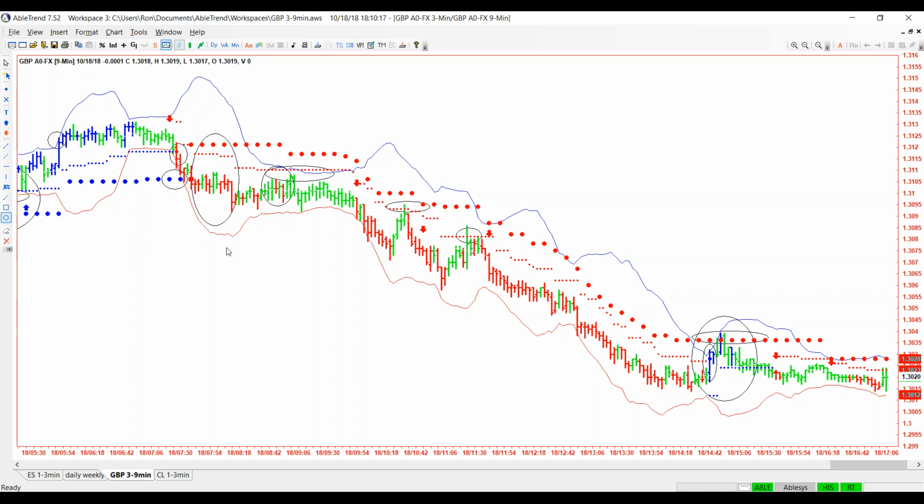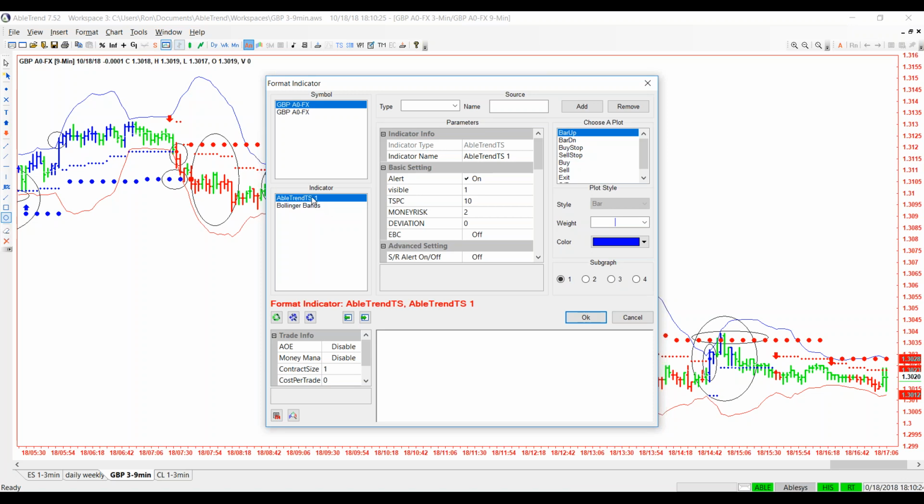And we always use AbleTrend TS for the higher time frame and AbleTrend TS for the lower time frame. Got to have both. TS for the lower, TS for the upper. Make sure you have AbleTrend TS for both time frames, no matter what you're trading. Except if you're doing daily, weekly, or weekly, monthly, then we actually use AbleTrend 3 for the upper time frame. But it's always AbleTrend TS on the lower. Intraday charts is AbleTrend TS on both time frames, all intraday charts.